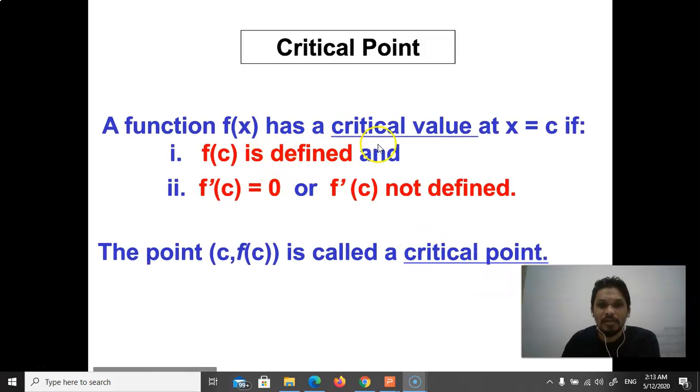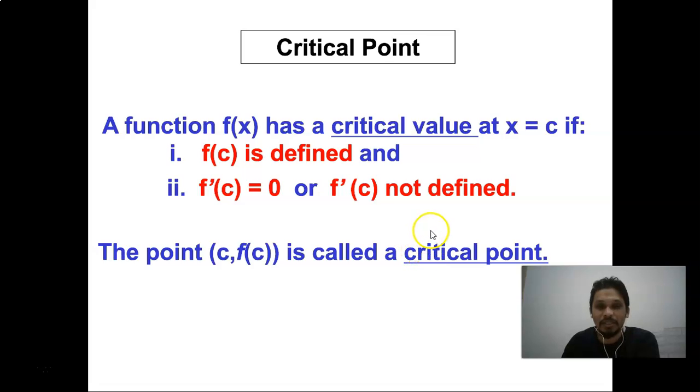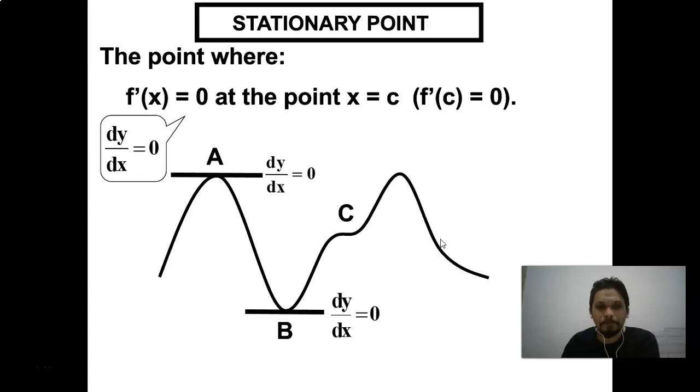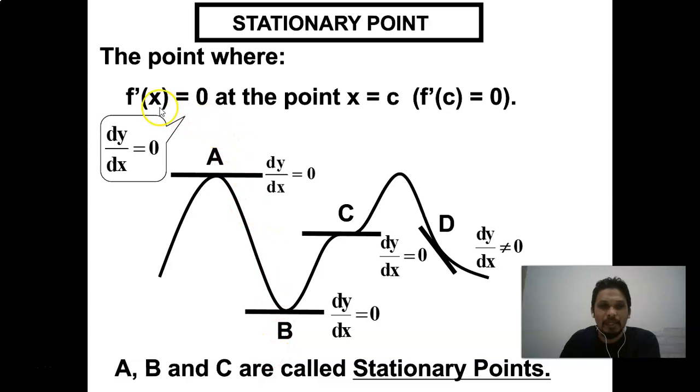Now, a function f(x) has a critical value at x equal to c if f(c) is defined and f prime c equals 0, or f prime is not defined. Then we call it a critical point. Never mind, we're going to look into the example that makes it clear. Stationary point: f prime x or dy/dx equals 0 at the point x equal to c.